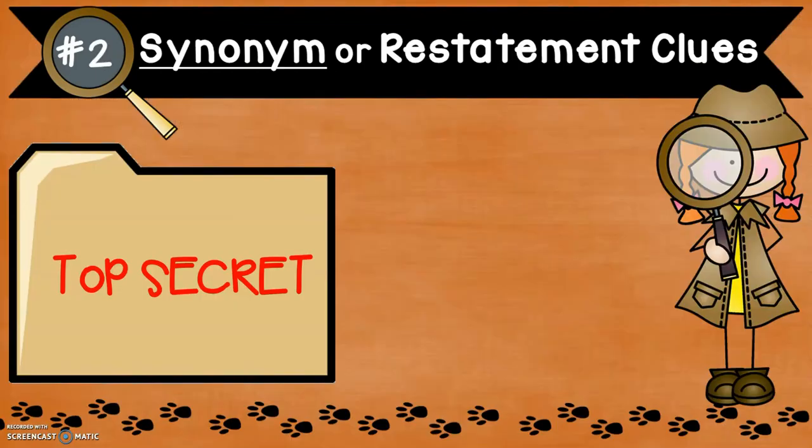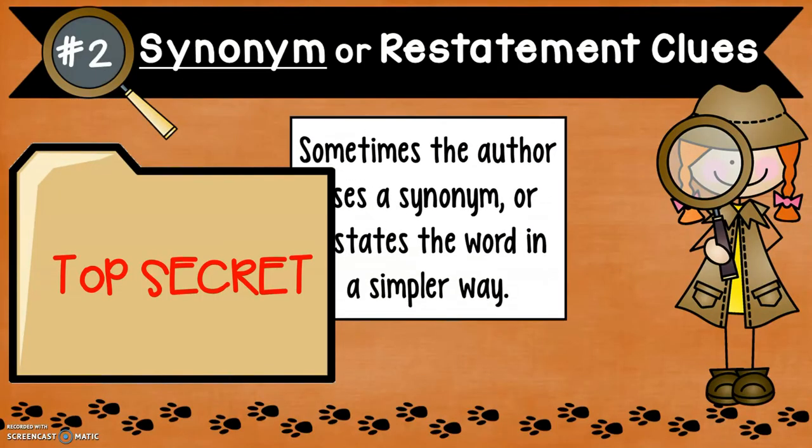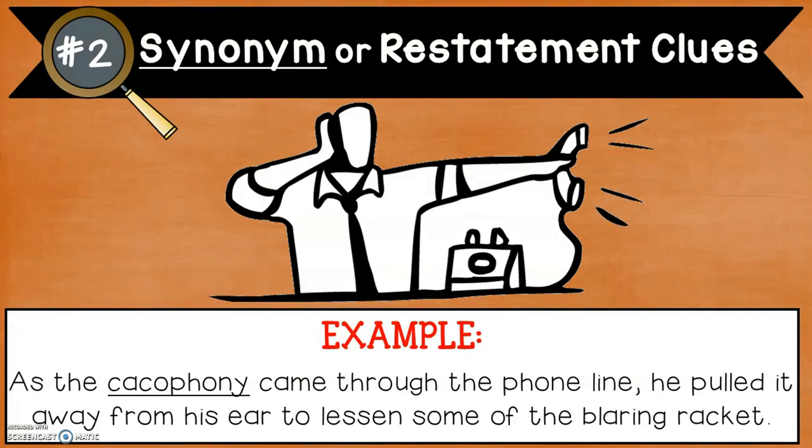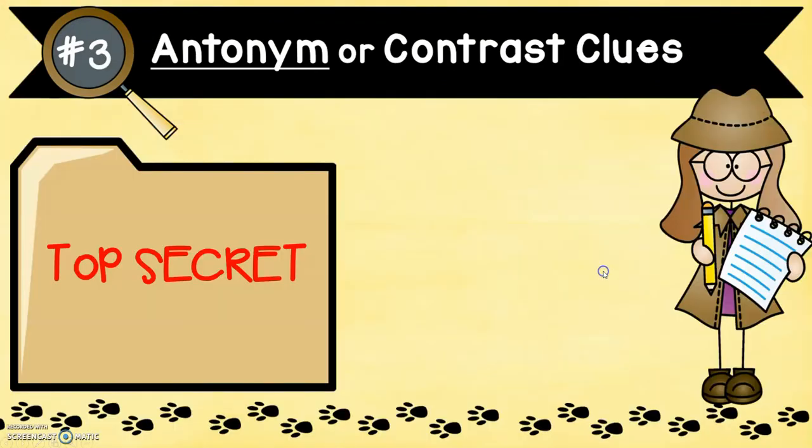All right, the next one is synonym, okay? Now we know that sometimes the author uses a synonym or restates the word in a simpler way. For our example, it says, as the cacophony came through the phone line, he pulled it away from his ear to lessen some of the blaring racket. So we see right here it says the blaring racket. That tells us that a synonym, or restatement, for cacophony is blaring racket, okay?